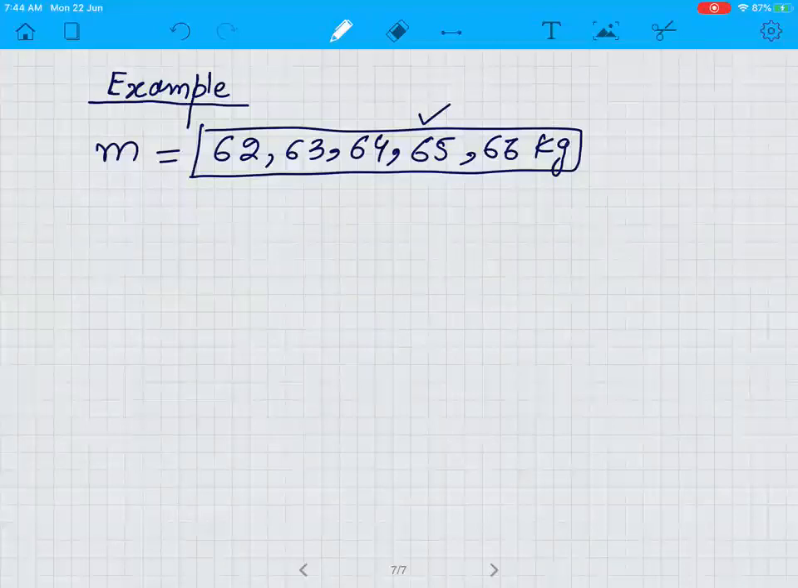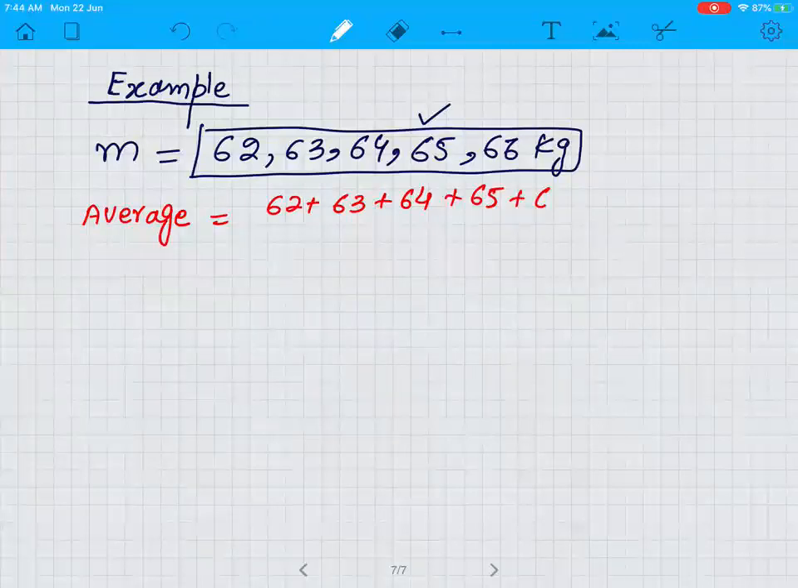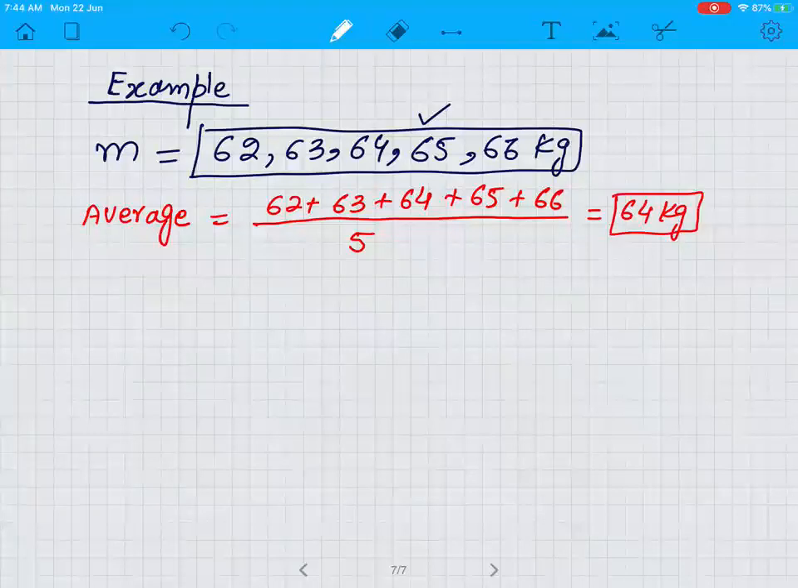Now, the average of this data would be 62 plus 63 plus 64 plus 65 plus 66 whole over 1, 2, 3, 4, 5. And the answer would be 64 kg. So the average value of this data is 64 kg.